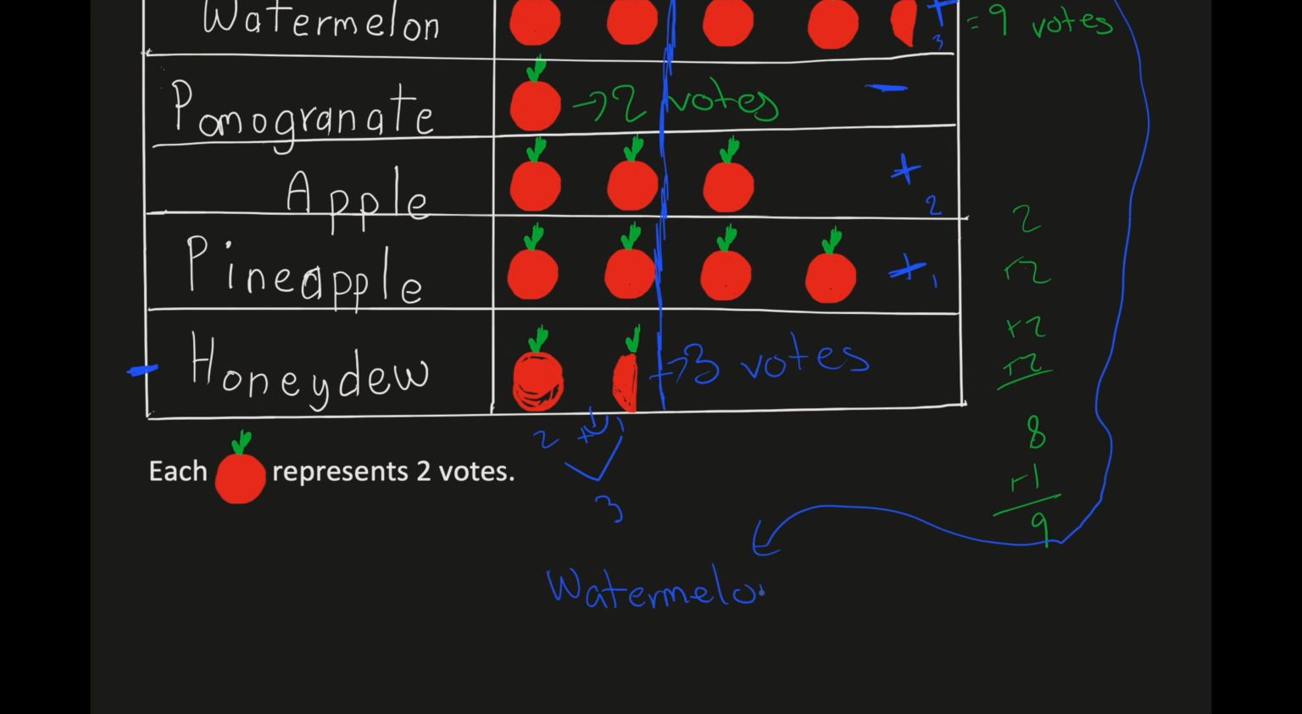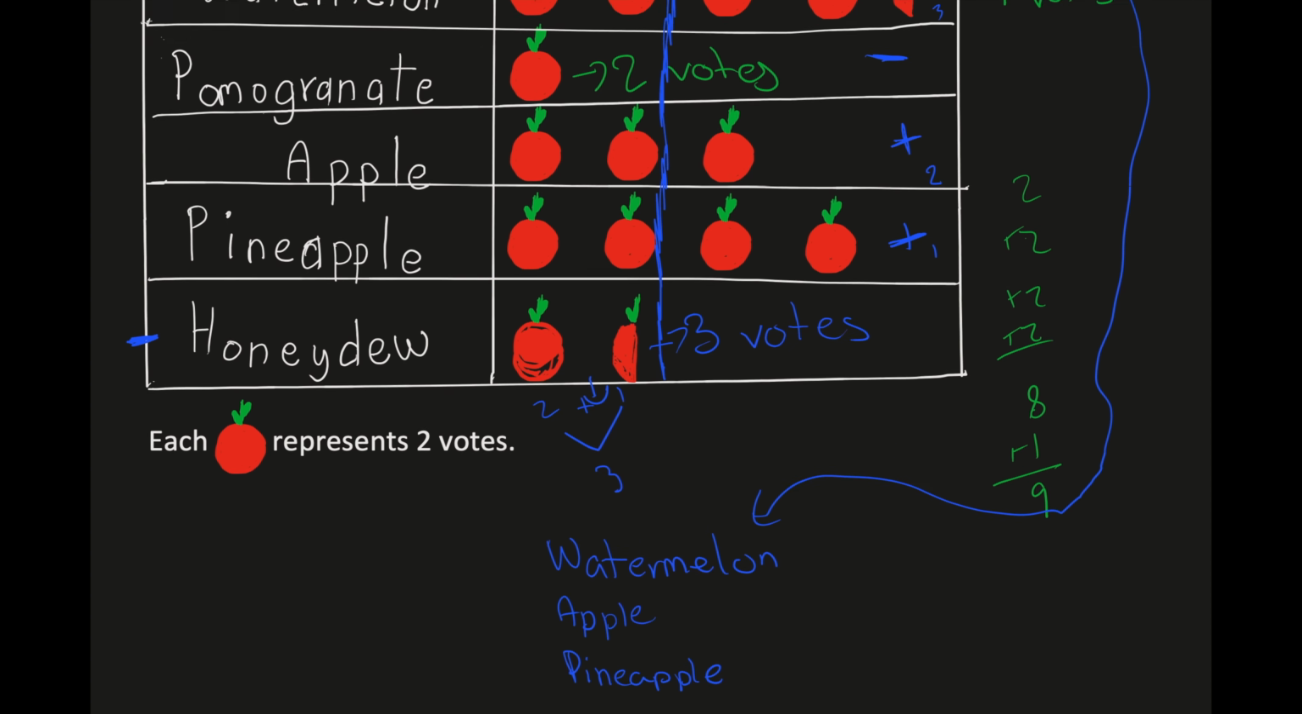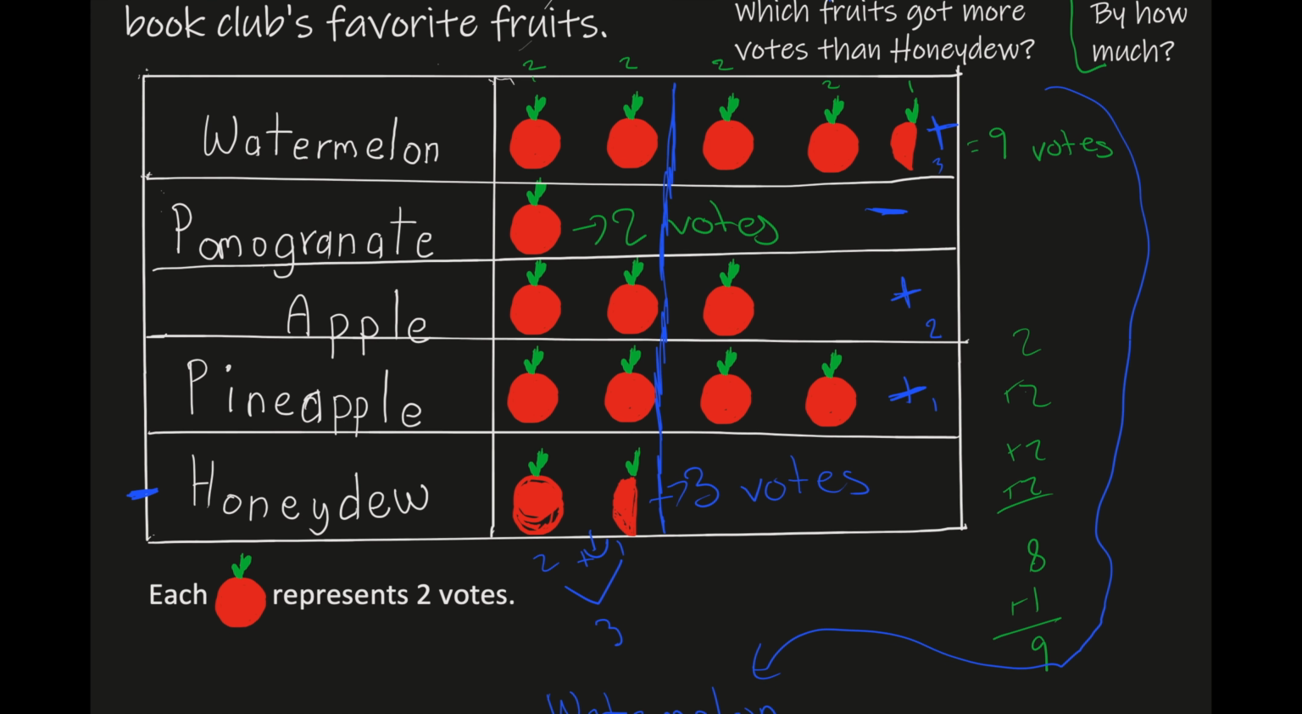Watermelon. Right? This one is minus. Apple. And then pineapple. Okay, so that's how you can use a pictograph or graph to help solve your problems. Okay, so that's how I would do it.